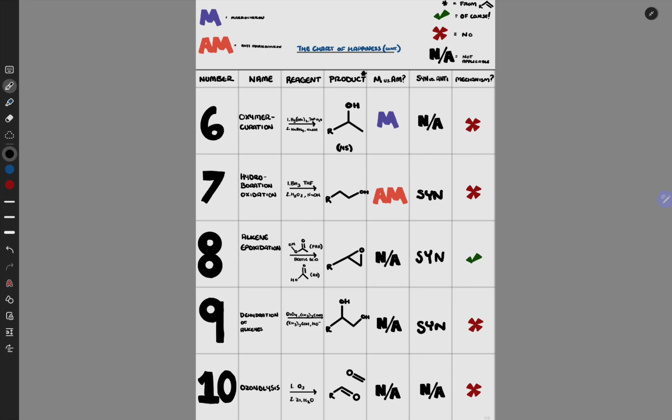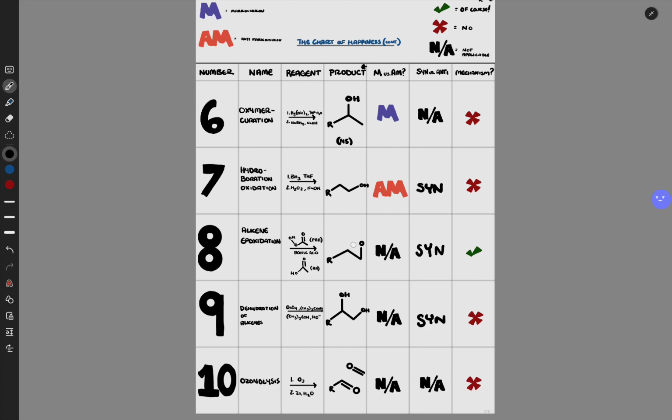We'll see in our mechanism that really it'll look more like this, and the epoxide will be coming out towards us. It's kind of a triangle. The triangle will go one direction. All right, know the mechanism for that.